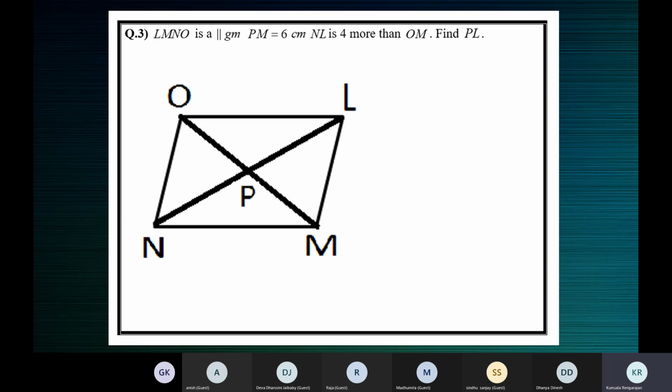In a parallelogram, diagonals are unequal, ma'am. Perfect. Then what is the other property? They bisect each other, but not at right angles, ma'am. Very good. They bisect each other, but not at right angles. In a parallelogram, diagonals are unequal. If the diagonals are equal in a parallelogram, then it's called a rectangle.